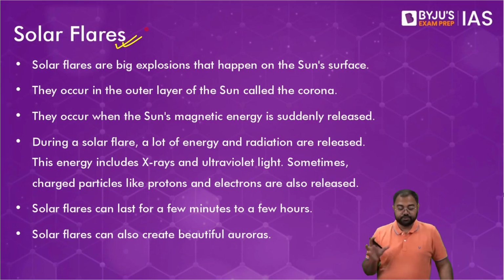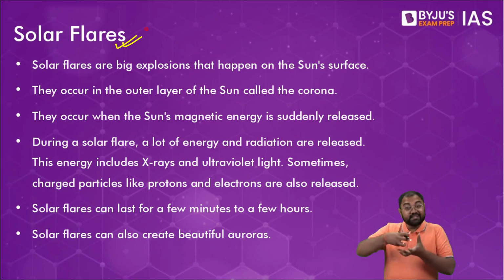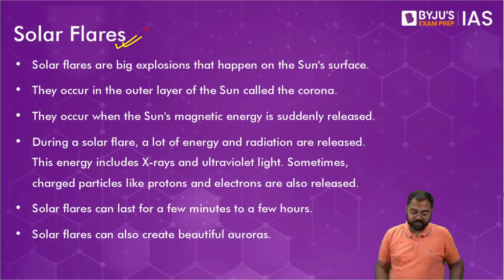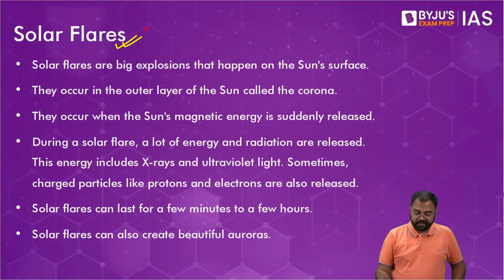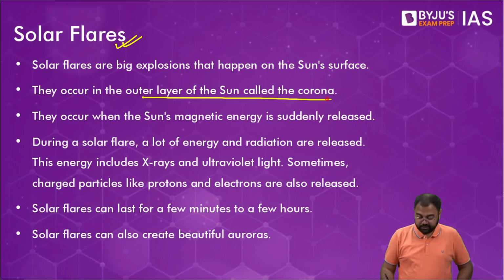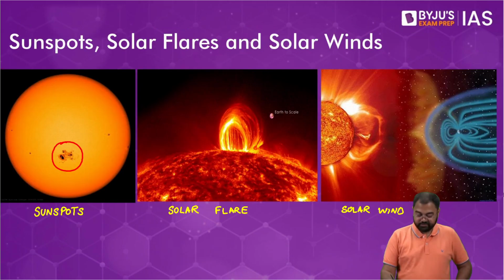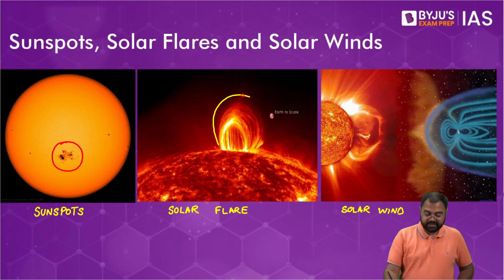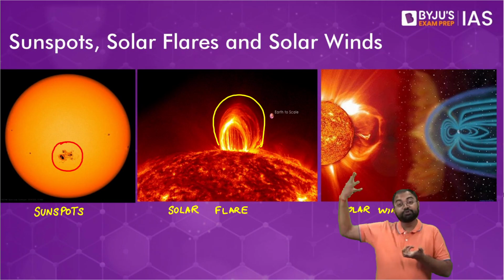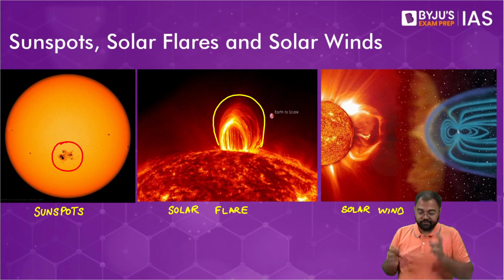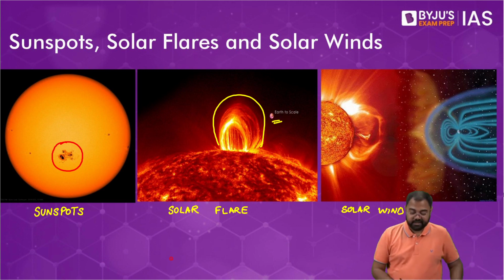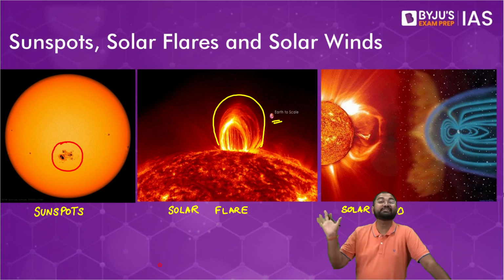Now, in case of solar flares, these are sudden explosions that are happening on the sun. They are occurring at the outer layer of the sun. They will emerge out of the outer layer of the sun, as you see like this. So a sudden explosion is happening on the sun. It is called a solar flare, and this solar flare is very, very big. Just look at the scale compared to the earth, how big a solar flare is.